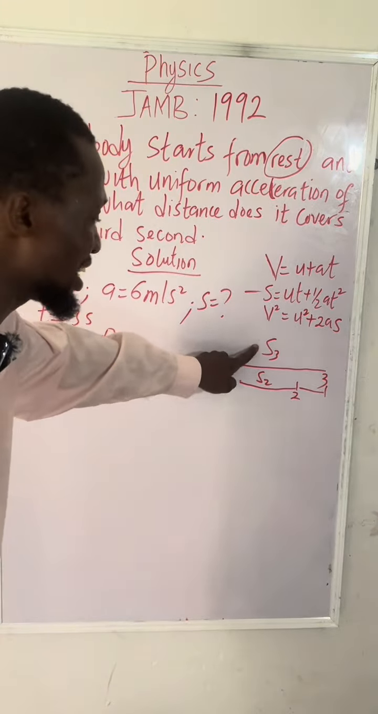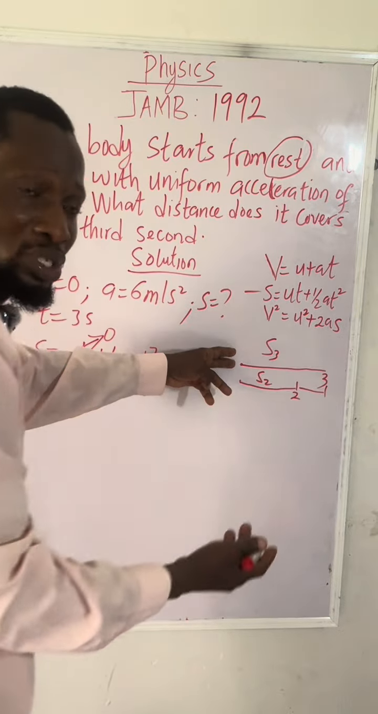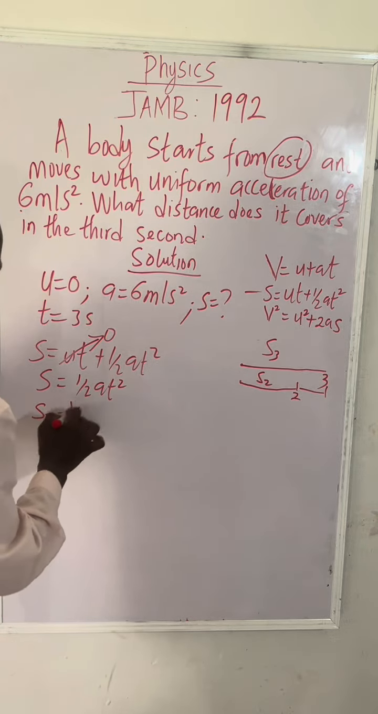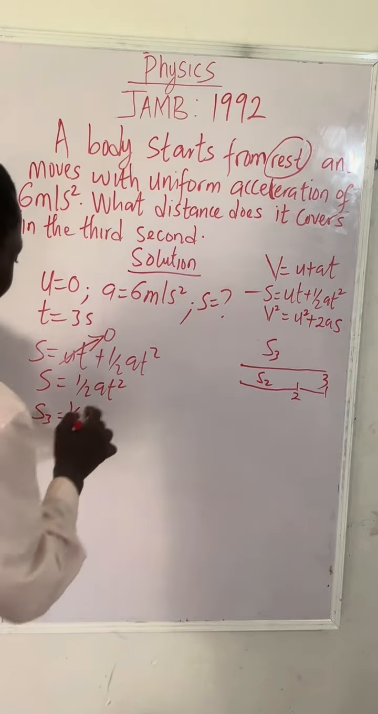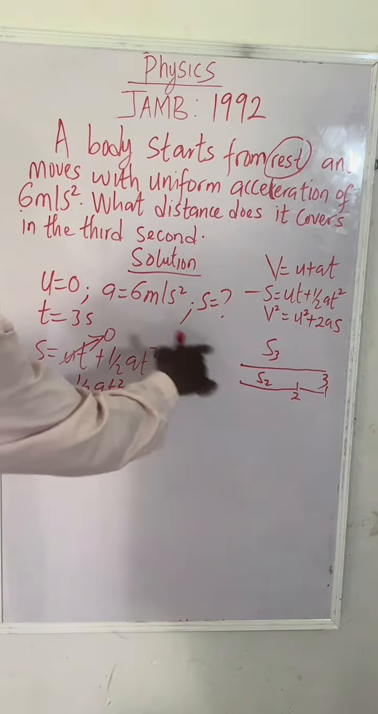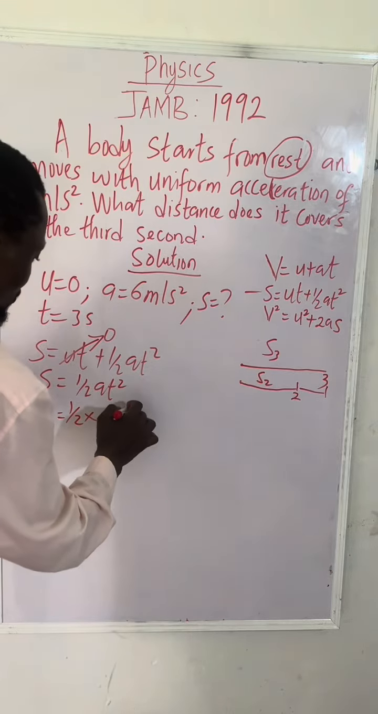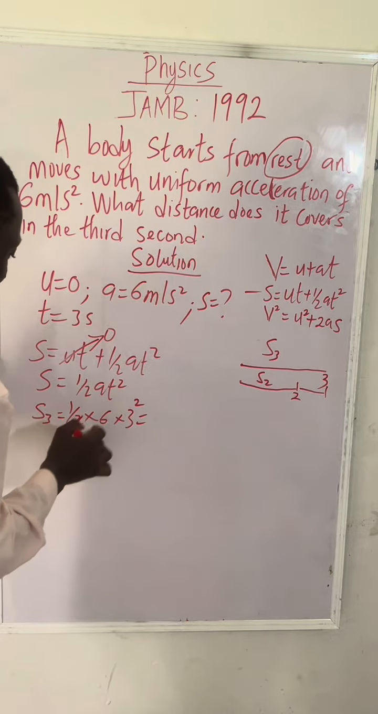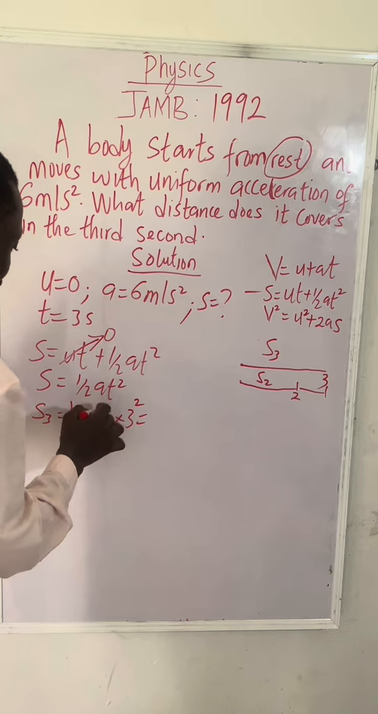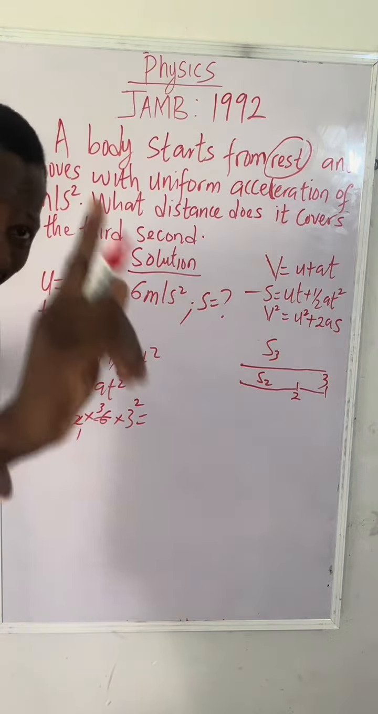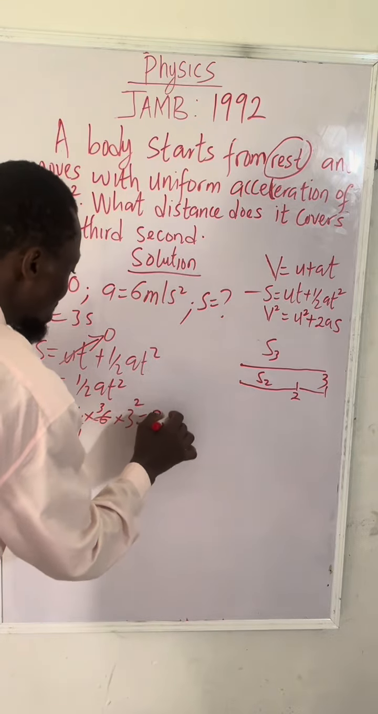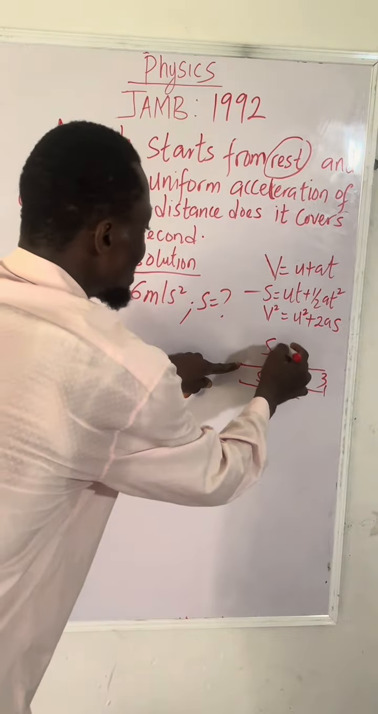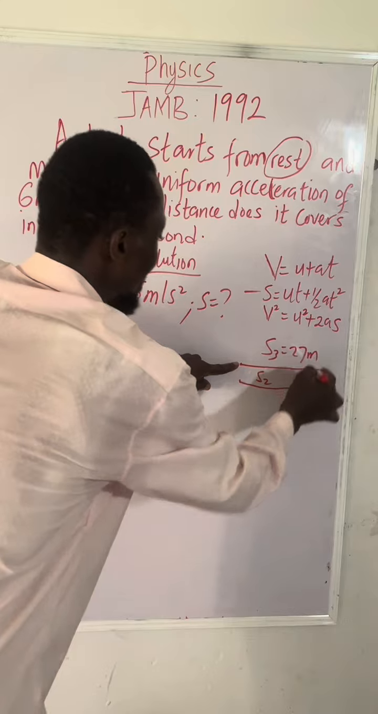So we are going to look for the distance when the time is 3 seconds. That is s when t is 3 seconds, equals half times our acceleration, which is 6, times our time, 3 seconds. But don't forget, it is t squared, so it has to carry the square. Half of 6 is 3. So 3 squared means 3 times 3, that's 9. Then 9 times 3 is 27. That's 27 meters. So from here to here, it is 27 meters.